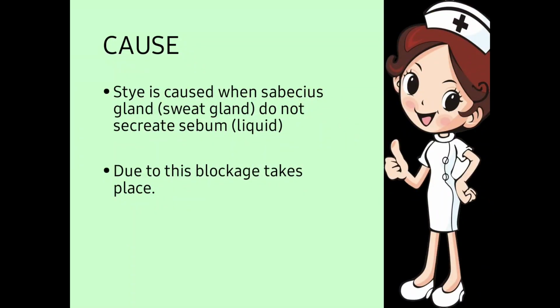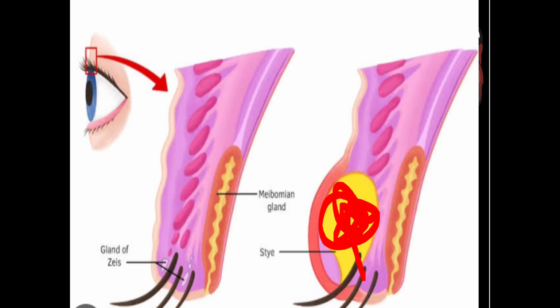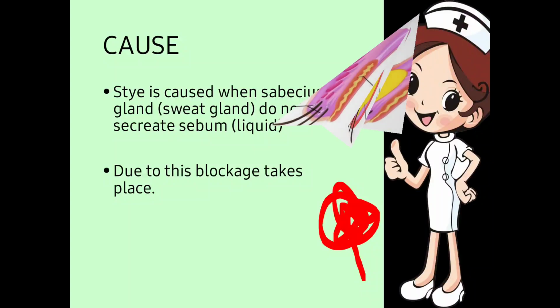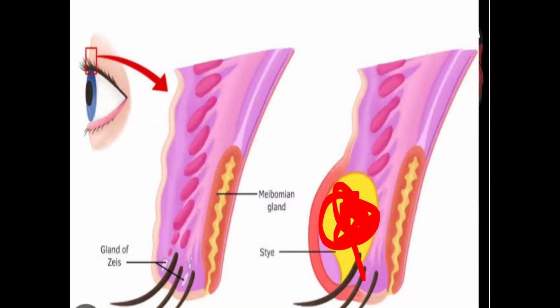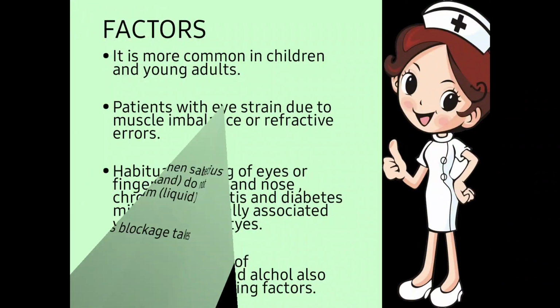Cause. A stye is caused when the sebaceous gland does not secrete sebum. The sebaceous and sweat glands do not provide proper nourishment to the eyelashes. Infection takes place inside the eyelashes and it collects here, which gives birth to the stye. Due to this, blockage takes place. Now when the infection takes place, then the blockage of the glands takes place. So it collects here and gives birth to the stye and it appears as a lump.